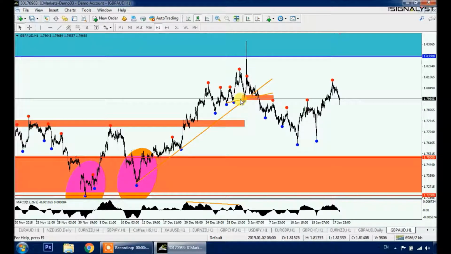And as I mentioned last week, now we are waiting for GBPAUD to get to our blue zone to look for short setups, or to our red zone to look for long setups.